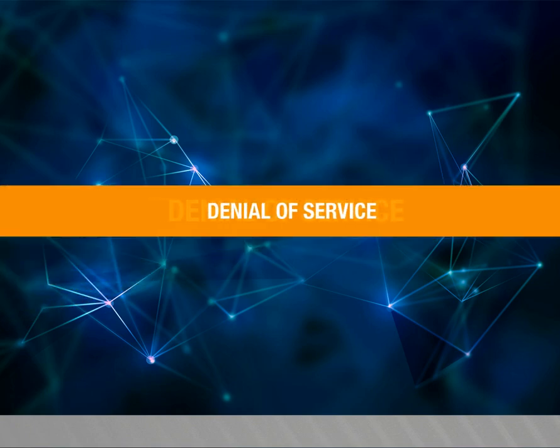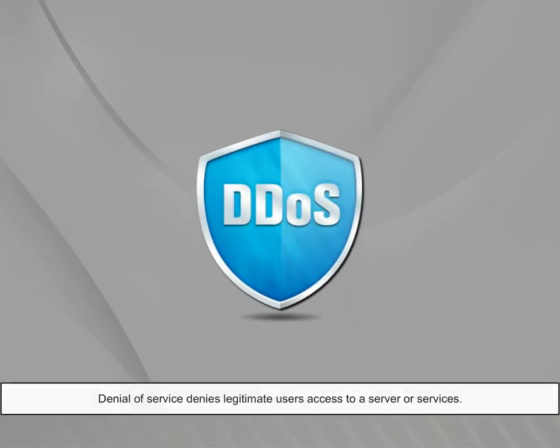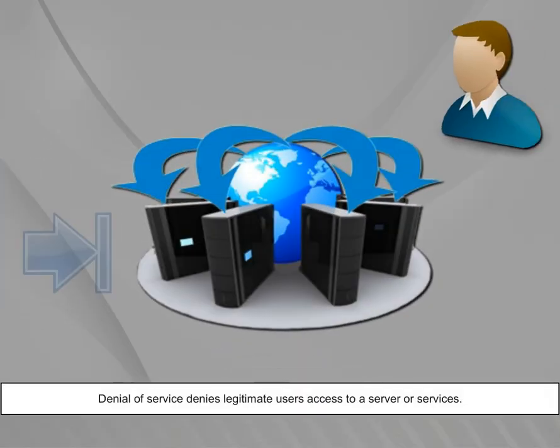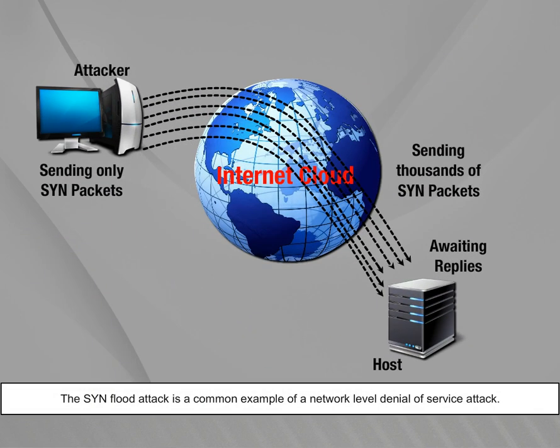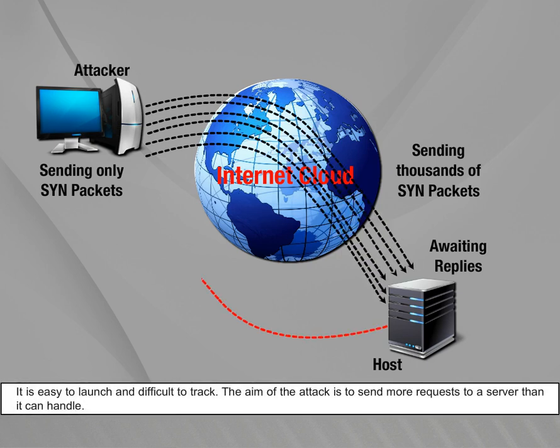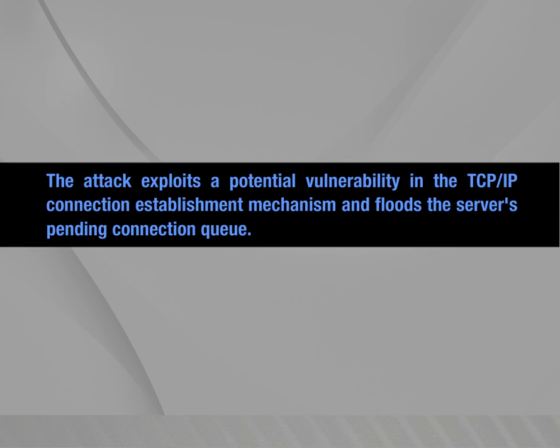Denial of service. In this video, we are going to see about denial of service. Denial of service denies legitimate users access to a server or services. The SYN flood attack is a common example of a network-level denial of service attack. It is easy to launch and difficult to track. The aim of the attack is to send more requests to a server than it can handle. The attack exploits a potential vulnerability in the TCP/IP connection establishment mechanism and floods a server's pending connection queue.